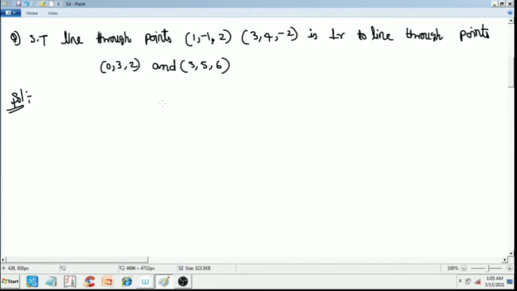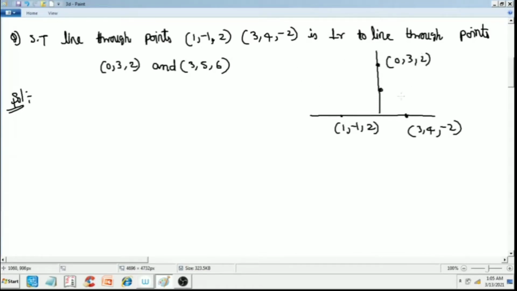Show that the line through the points is perpendicular to the line through the points. Now let us consider one line in which we have two points, (1, -1, 2) and one more point (3, 4, -2), and another line passing through (0, 3, 2) and (3, 5, 6), perpendicular to each other.